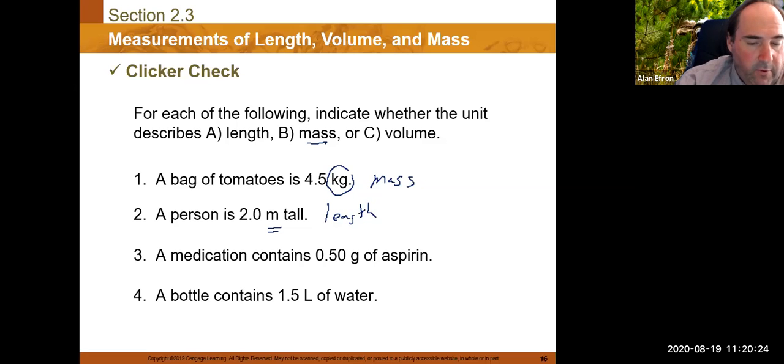Here we have 0.50 grams. So grams, again, is a unit of mass. And a bottle contains 1.5 liters. So liters is a unit of volume, right? So again, these are common units that we come across for these quantities of measurements that we commonly make.